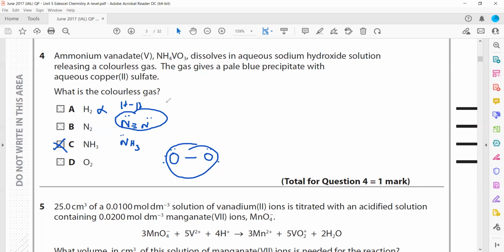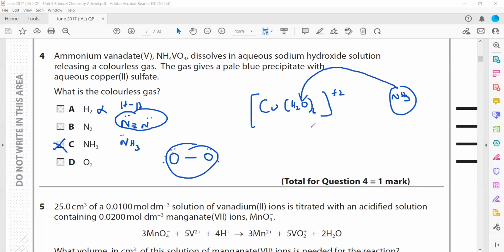So the aqueous copper sulfate ion, basically what happened: aqueous copper sulfate is there, which contains a copper ion, but copper ion does not exist as Cu2+, it exists as a complex. But when it dissolves, this is giving ammonia gas. So ammonia is a neutral ligand that will displace.